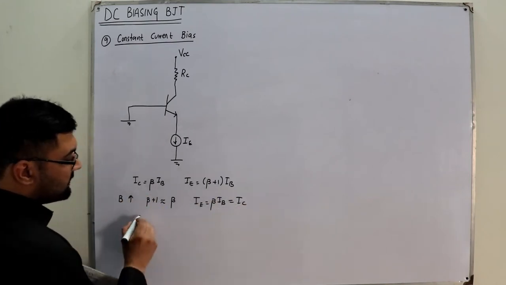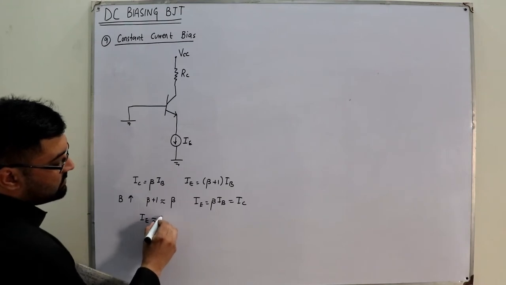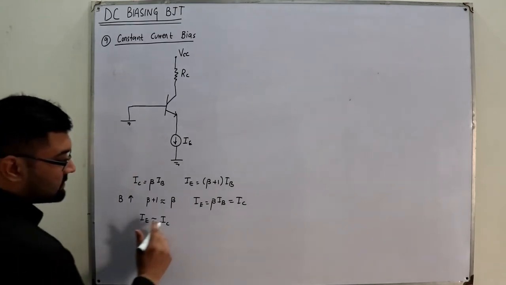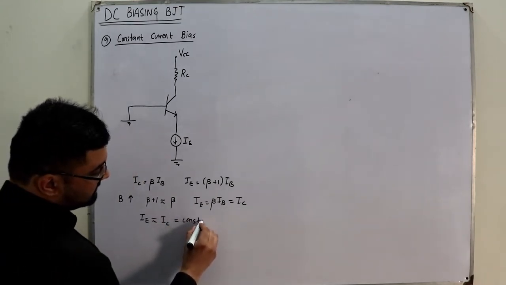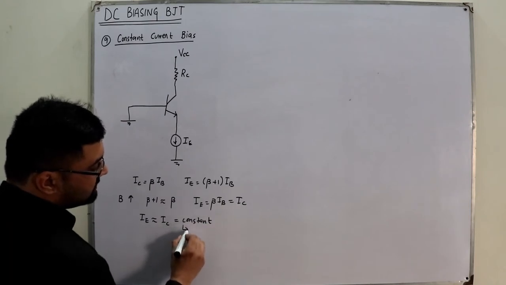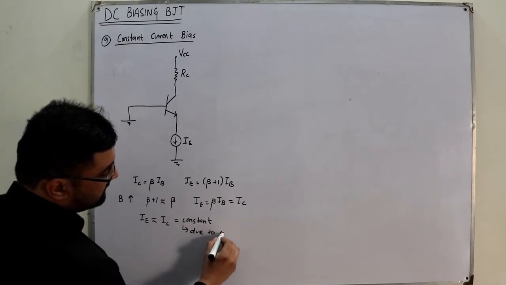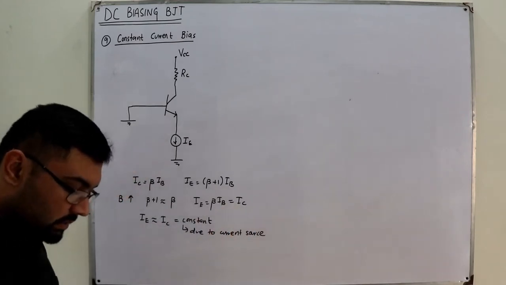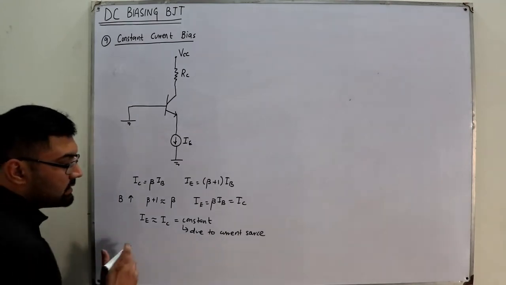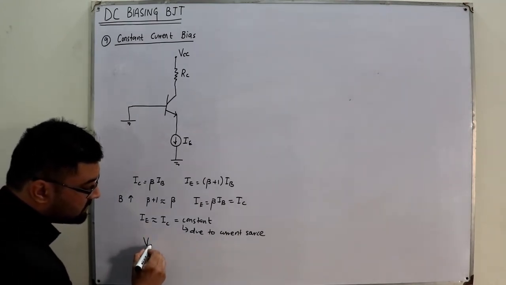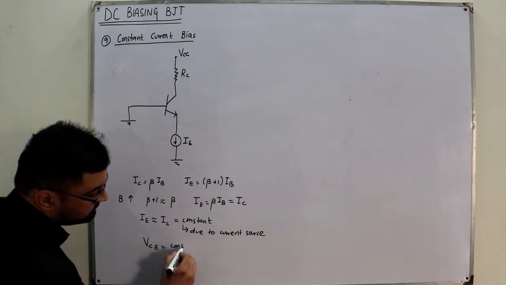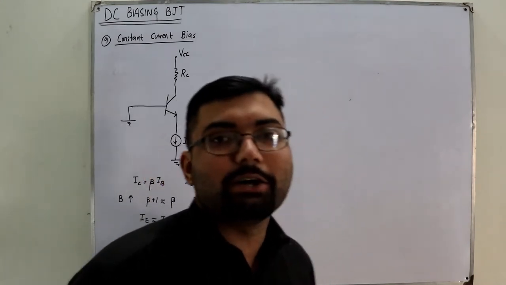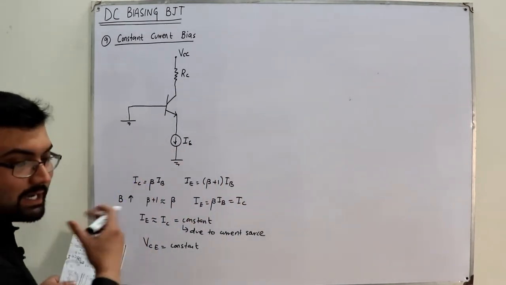So this implies that your emitter current is approximately equal to the collector current, which is constant. And why is this constant? It is constant due to the constant current source, right? So if these currents are constant, VCE would be constant. If the currents are constant, the voltage VCE would be constant. So VCE is constant, the current IC is constant.